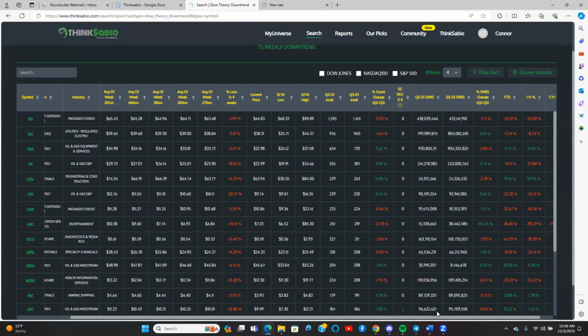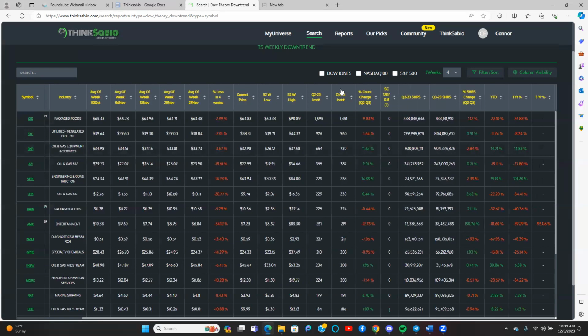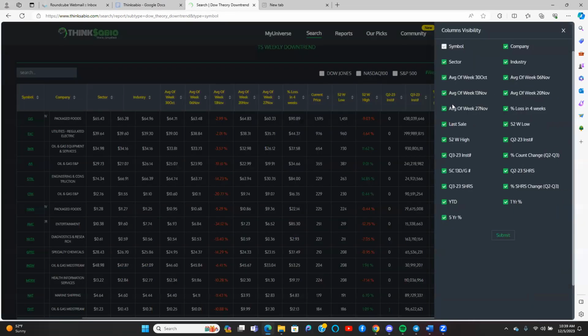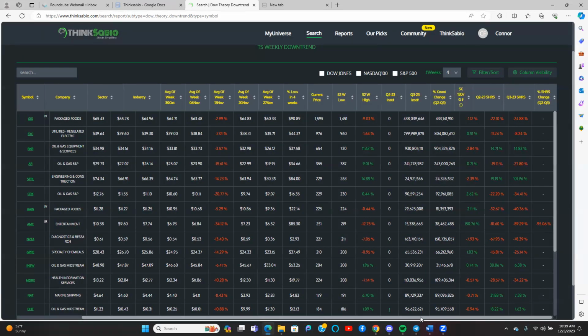And then from here, you also get that institutional investment. This is also sorted by the latest quarter of institutional investment, and then the volume trading and other valuable information such as the percent year-to-date return, the 1-year percent, and the 5-year percent return. With this one, you can also filter by certain values, current price, maybe the 52-week low, whichever ones you want to see, and then you can also choose which columns you want to include and which you want to avoid. So it's a similar format to both.